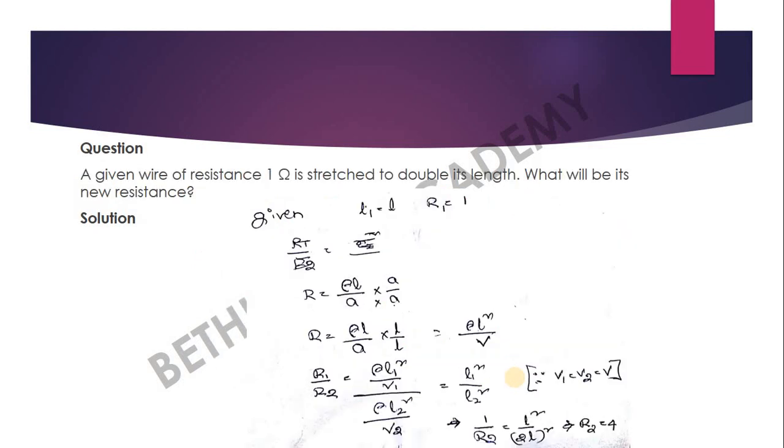So since the material is same for these two wires, the specific resistivity is same, or they will be in 1:1 ratio. The next question is, a given wire of resistance 1 ohm is stretched to double its length. What will be its new resistance? So here we need to write down L1 is equal to L, and then R1 is equal to 1 ohm. Then L2, the final length, since this initial wire is stretched to double its length, is equal to 2L. We need to find out R2.